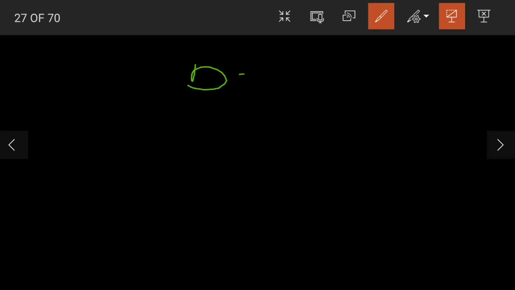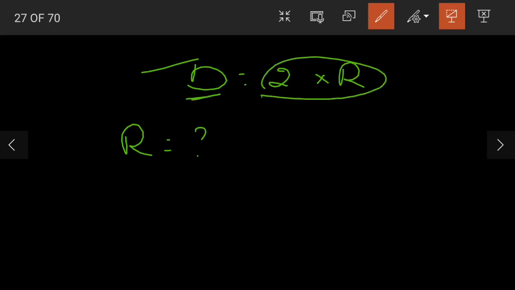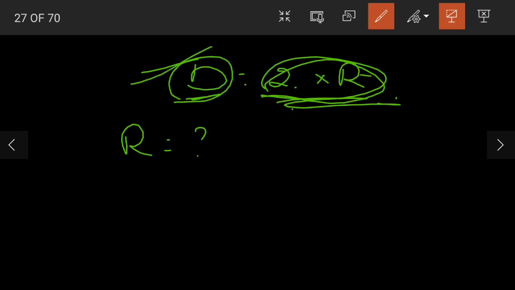Now D is equal to 2 into R. What if we have the diameter but we want to find out the radius? If you remember, children, consider it as a word problem. When the cost of 2 radii, that is 2 into R, is given, we have to find out the cost of only 1 radius.